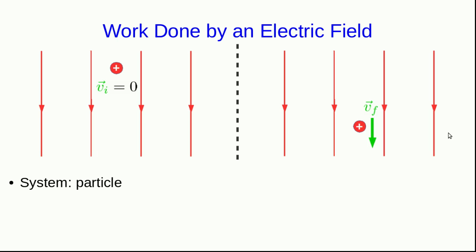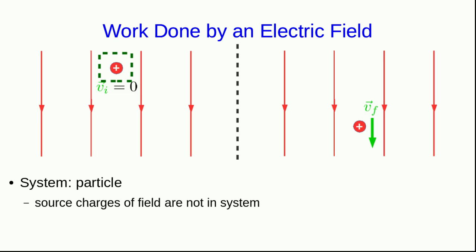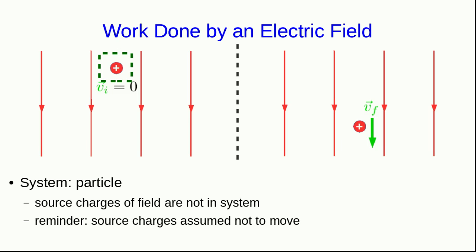So now let's look at almost exactly the same situation, but we're going to define our system as only the particle. And so in particular, the source charges of the field that's shown in the diagram are not part of the system. And I'll remind you that we're thinking of the source charges of the field as not moving. So whatever this particle is doing, it's not a large enough charge to have enough effect on those source charges that they move around. And so we would call this field an electrostatic field because it's due to static charges.